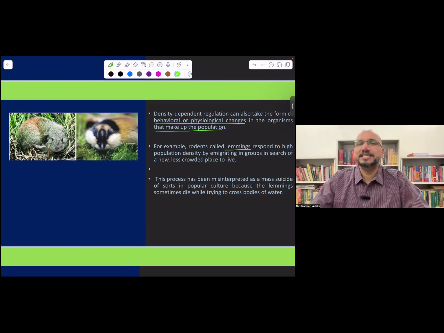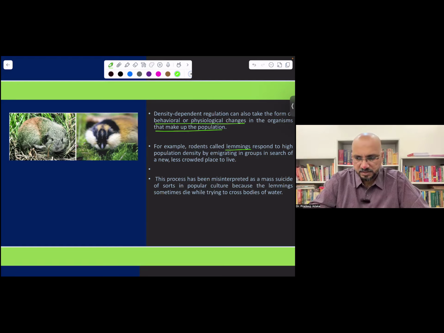So as the density increases, say the lemming population has increased in a particular area. So obviously the resources are limiting. So some of the lemmings will try to emigrate. They will try to move to other areas, new areas, because food resources are limited. Because of higher density, they will try to move to newer places. So they have to move away from the current geographical area, from the crowded place to some other place where it is less crowded, with more resources.